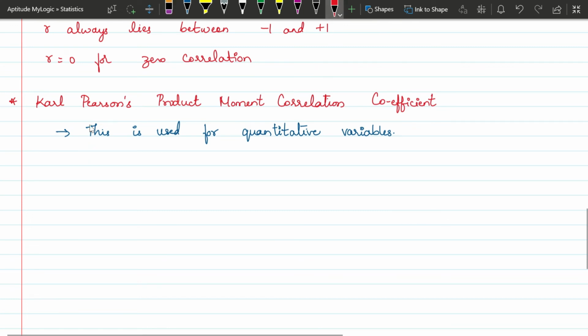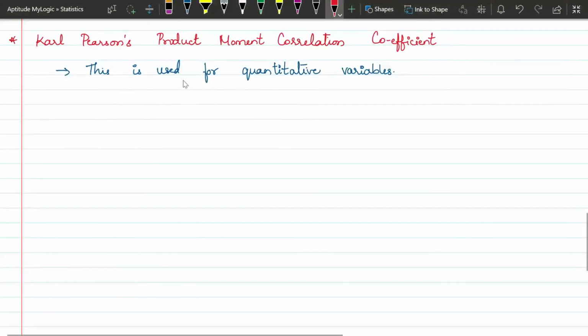So this Karl Pearson's coefficient is used for quantitative variables. To find this product moment correlation coefficient, we use the formula R is equal to covariance between x comma y divided by standard deviation of x into standard deviation of y. This is the formula for Karl Pearson's product moment correlation coefficient.